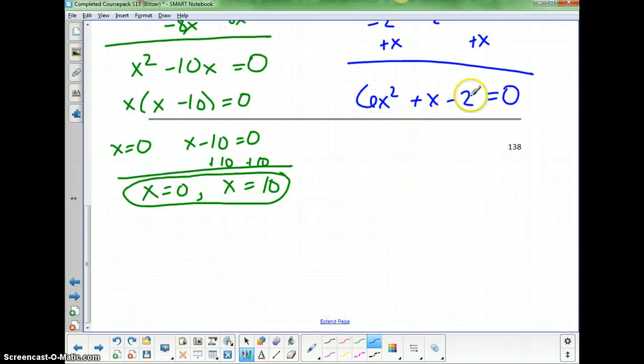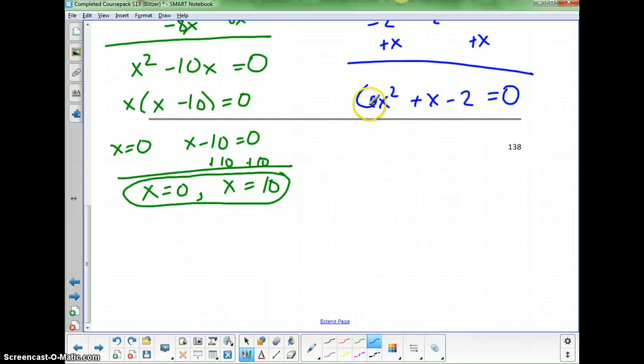This is going to be a type of factoring that has coefficient not 1. It's a trinomial with coefficient not 1. So I can either use trial and error or grouping. Let's use grouping, because I believe we've used trial and error a couple of times already.